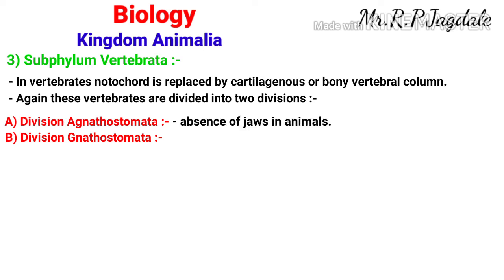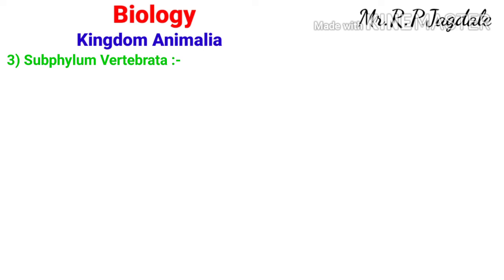Agnathostomata means the animals which are jawless. There is an absence of jaw in these animals. And Gnathostomata or Gnathostomes means animals having jaws. So according to presence or absence of jaws, the animals are divided into division Agnathostomata and Gnathostomata. We will see both the Gnathostomata and Agnathostomata.